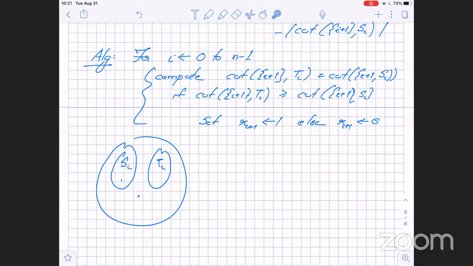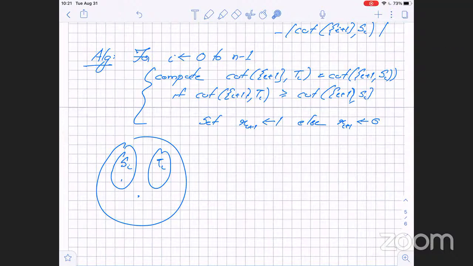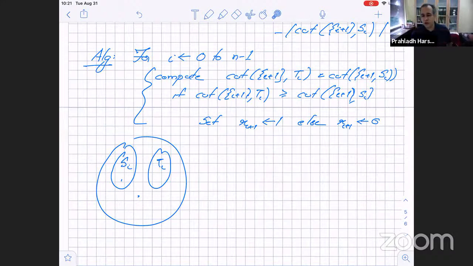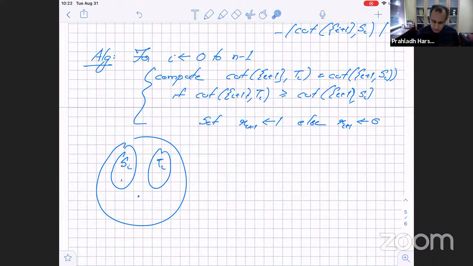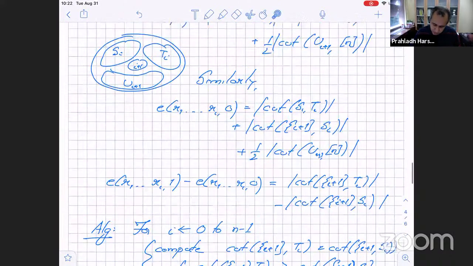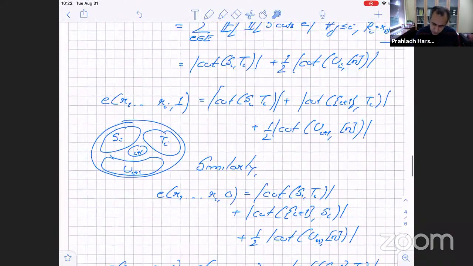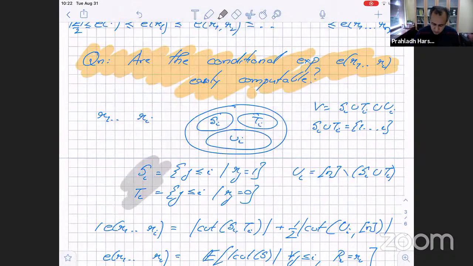Is T of 0 n or n minus 1 here? T of 0 is n. There is no 0, the vertices are 1 to n. So T of 0 is everything. Sorry, T of 0 is empty. S of 0 is empty. So T of 0 and S of 0, if you recall, this is the definition. T of 0 is the cut that has been determined up to this point. So both are empty at this point.